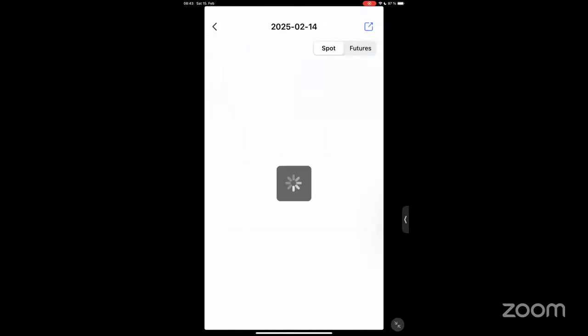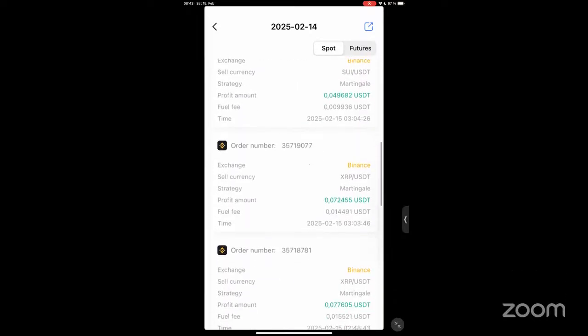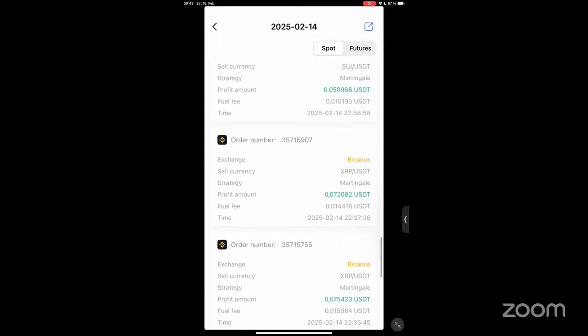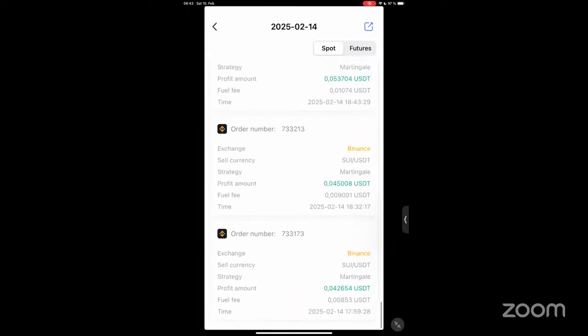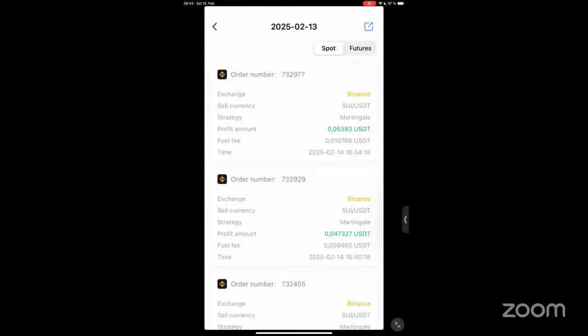So every day and the profit you make, some days are good, some days are bad, because that is the market for you. Even in our own traditional work, it's not every day that we make a lot of profit. It's not every day that the sun shines. So it all depends on the market and how much you pump in. But the good thing is you'll be able to see which coin gave you the profit, the fuel fee that was charged, the date and the time. Everything is beautifully illustrated for you to see.